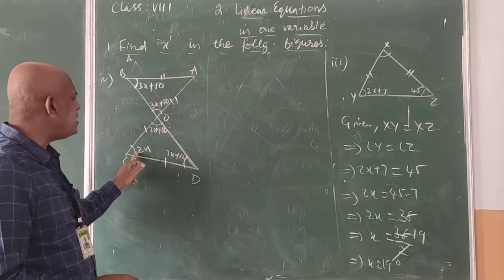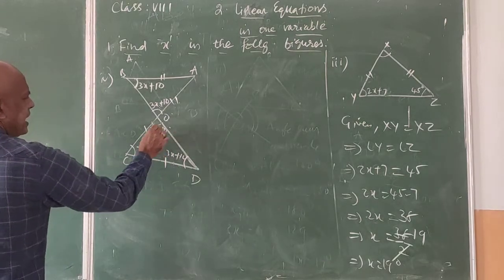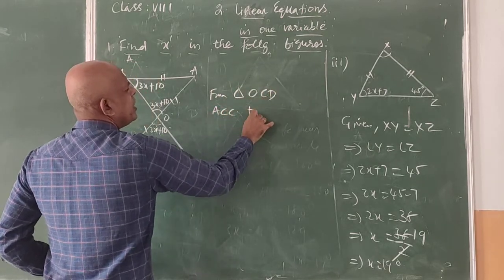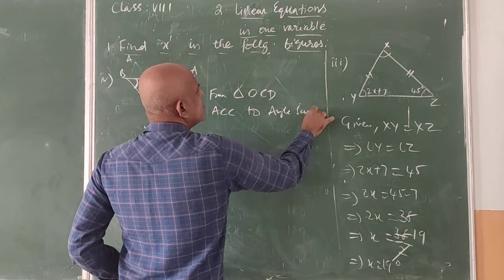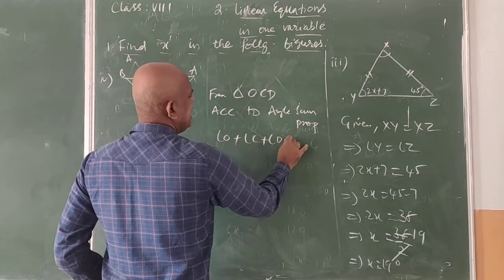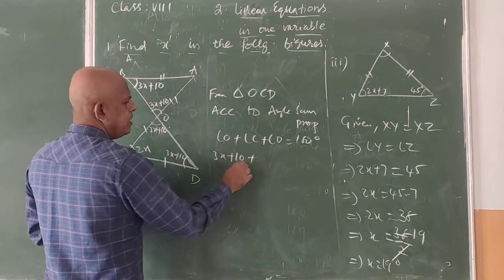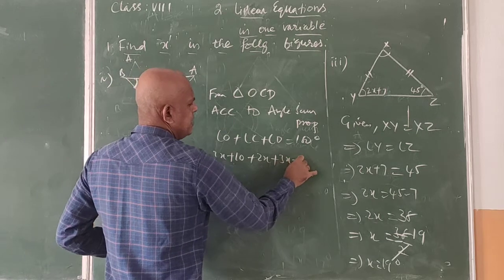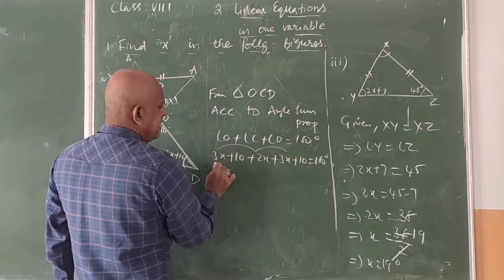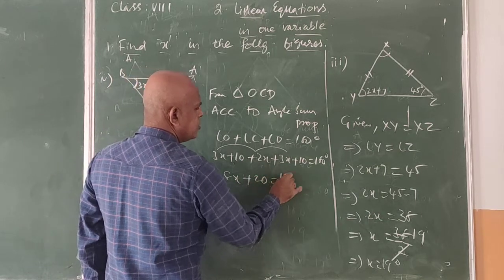Now, in this triangle, the sum of all three interior angles is equal to 180 degrees. So from triangle OCD, according to the angle sum property, angle O plus angle C plus angle D is equal to 180 degrees. Angle O is 3x plus 10, angle C is 2x, angle D is again 3x plus 10, equal to 180 degrees. Now add the variables: 3x plus 2x is 5x, plus 3x is 8x, plus 10 plus 10 is 20, equal to 180 degrees.